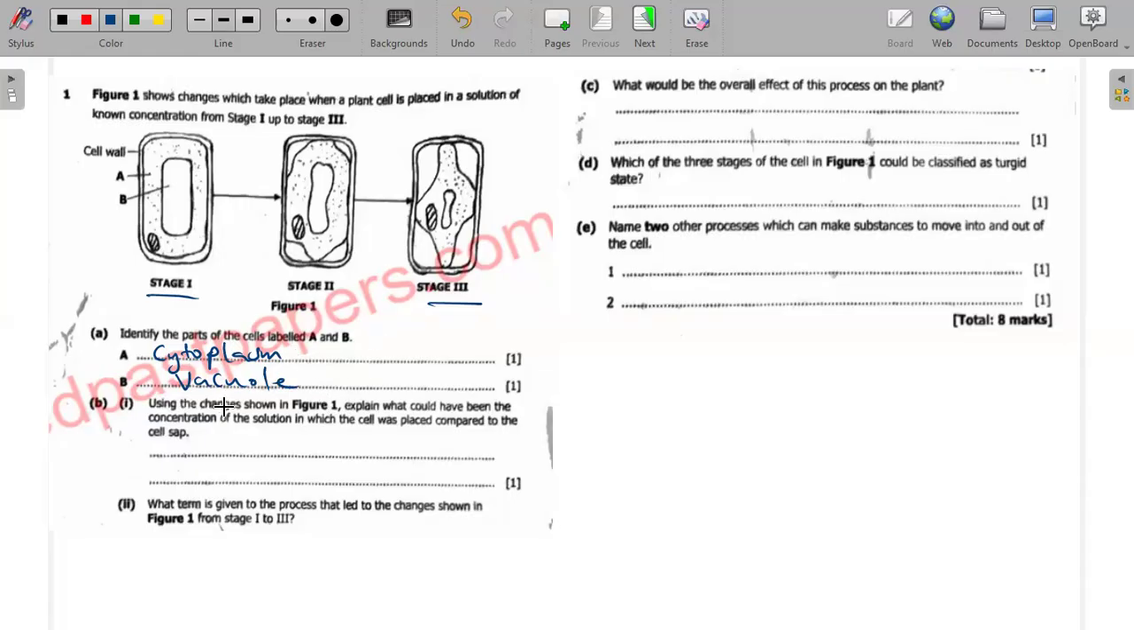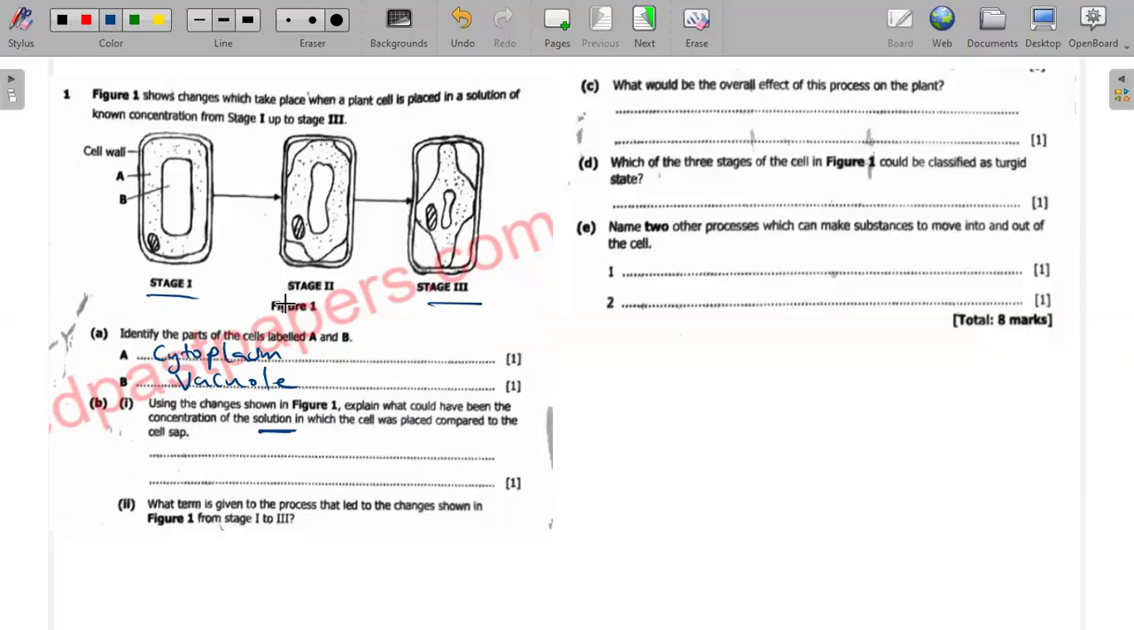And then next, they're telling us, using the changes shown in figure 1, explain what could have been the concentration of the solution in which the cell was placed compared to the cell sap. So they're asking us to explain what could have been the concentration of the solution in which the cell was placed compared to the cell sap.